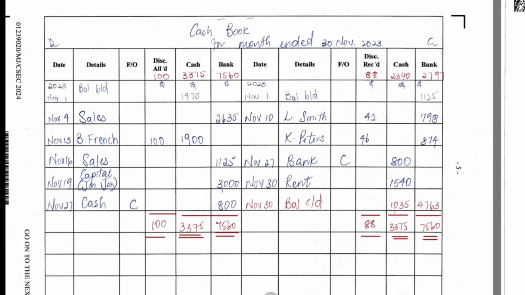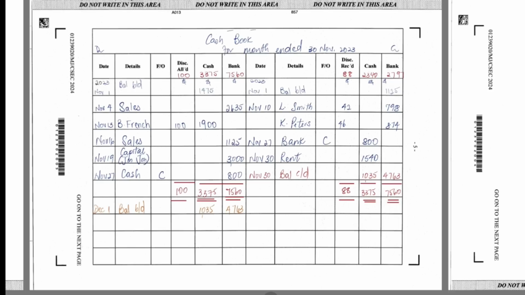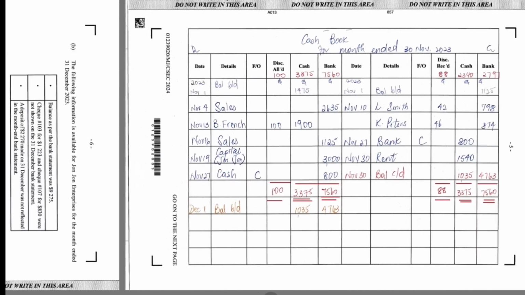But we're not finished here. We have the closing one, that is balance brought down on the 4th day of December. We have balance brought down, and the balance brought down is the balance carried down. So we have $10.35, and we have $47.63. And that's it for the cash book, but we are not finished with question 1 as yet.